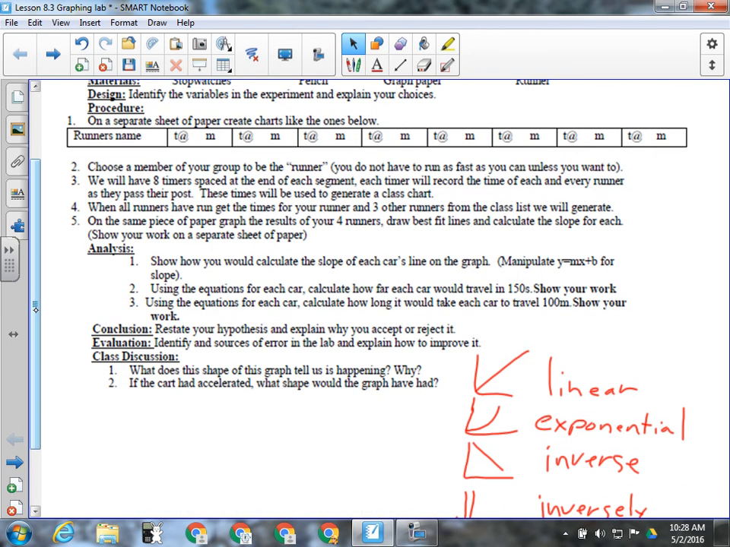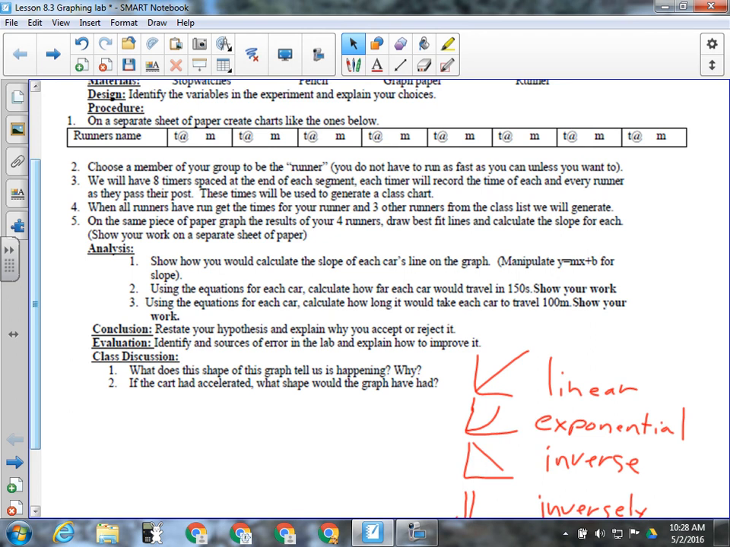All right. So once we have our data, then we'll come back here and we'll have you build your graph. You're going to have all 4 carts on the same graph. We looked at how to do that on Friday. And then you'll do your analysis. So for analysis question number 1, you'd show how you would calculate the slope of each car's line on the graph. Now, I realize Google Sheets is going to spit out the equation for you. I want you to show me how you manipulate that for the slope. So show me for each car that equation manipulated for the slope. That's what you have to do for question number 1.